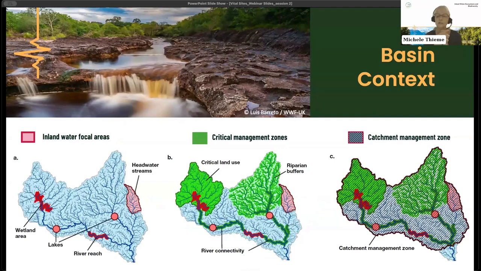Also unique to inland waters is the importance of the basin context. Down in the left-hand graphic here, you see some inland water focal areas. These may be those areas of importance where there are lots of endemic freshwater species or very unique habitat types that are rare. If we're only focused on those and we're not considering what's happening in the critical management zones or in the upstream and downstream catchment management zones, we're likely not going to be able to conserve those focal areas and the life within them.